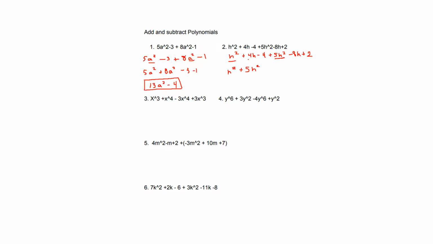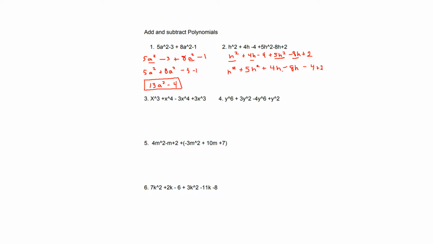And then we also have just h. And h and h squared aren't the same things. You have to write them separately. So it's 4h minus 8h. Then we have the constants of -4 and +2.